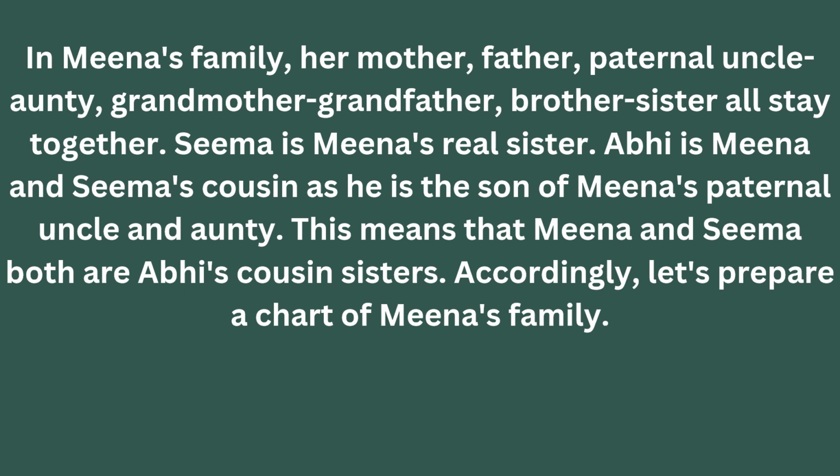Seema is Meena's real sister. Abhi is Meena and Seema's cousin, as he is the son of Meena's paternal uncle and aunt. This means that Meena and Seema both are Abhi's cousin sisters. Accordingly, in the textbook, if you see, they have asked us to prepare a chart. There is a flow chart given where we have Meena's grandmother and grandfather. Now, Meena's grandmother and grandfather have Meena's mother and father and Meena's paternal uncle and aunt. So they have two kids, Seema Tai and Meena, and Meena's paternal uncle has Abhi, who is again her cousin.